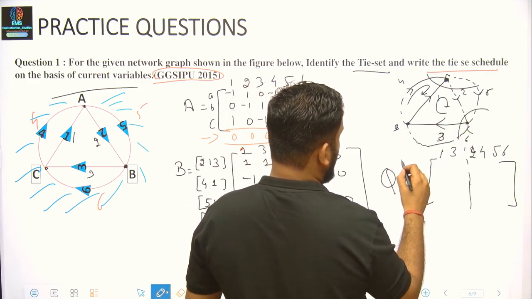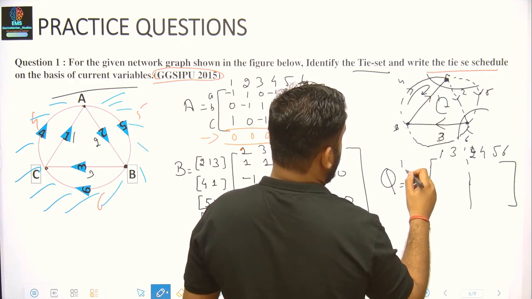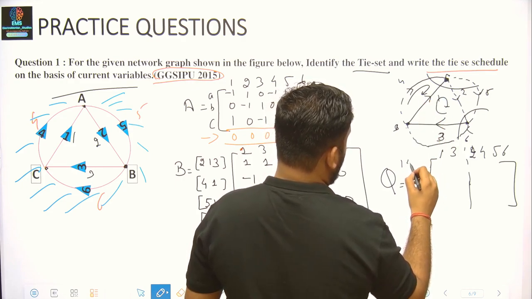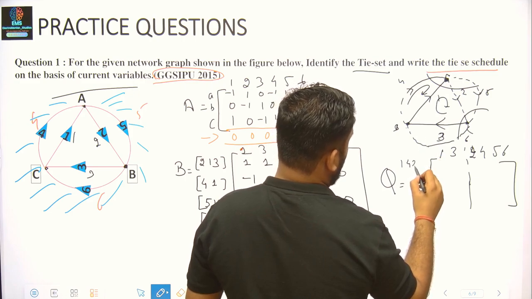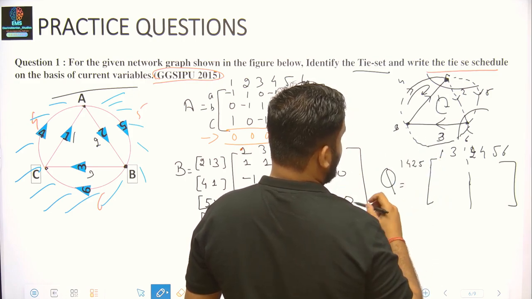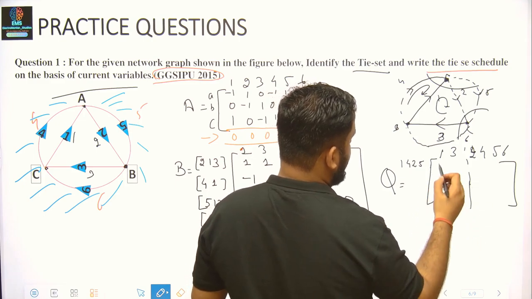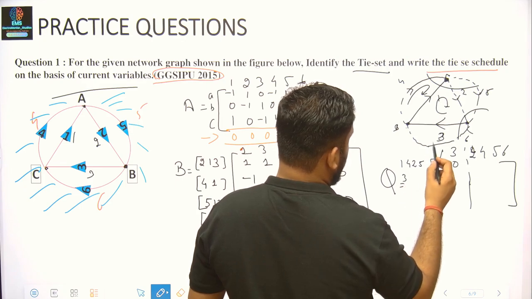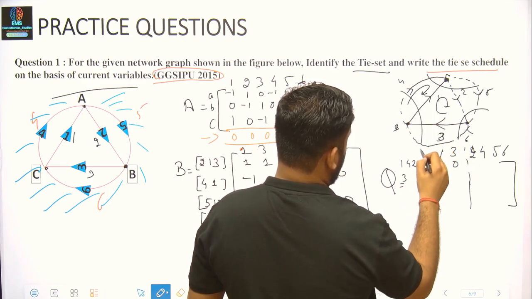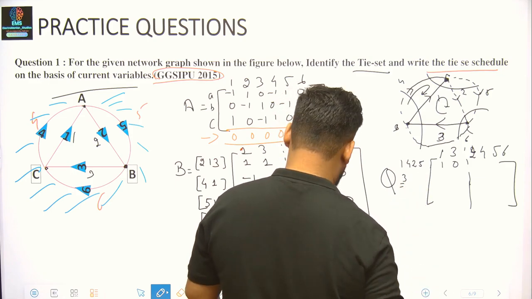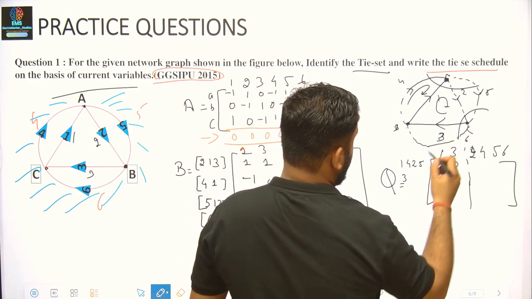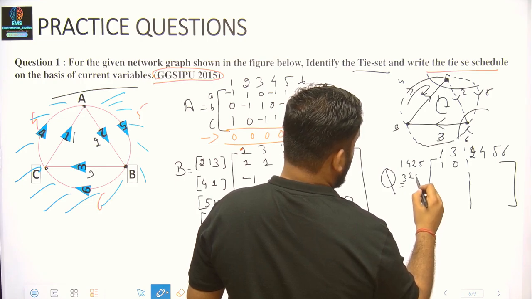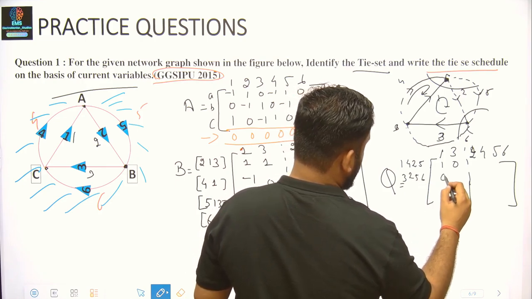So this will be 1, it is cutting 4, it is cutting 2, it is cutting 5. So 1, 4, 2, 5, 1, 0, and then we'll have 3, it will be cutting, no, I've already cut it. So for 3, we'll have 2, 5, and 6.